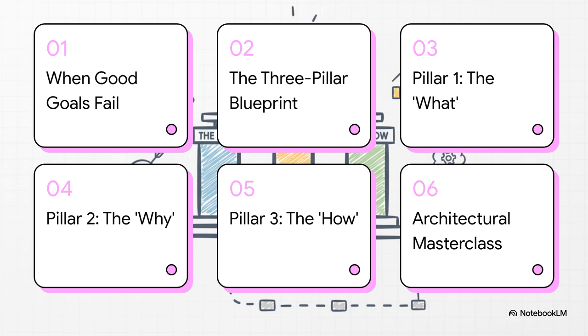So here's our game plan. First, we're going to look at why even good goals fail. Then, we'll get into a really solid 3-pillar blueprint for building them right. We'll break down each of those pillars: the what, the why, and the how. And then at the end, we'll see how it all comes together in a kind of architectural masterclass.